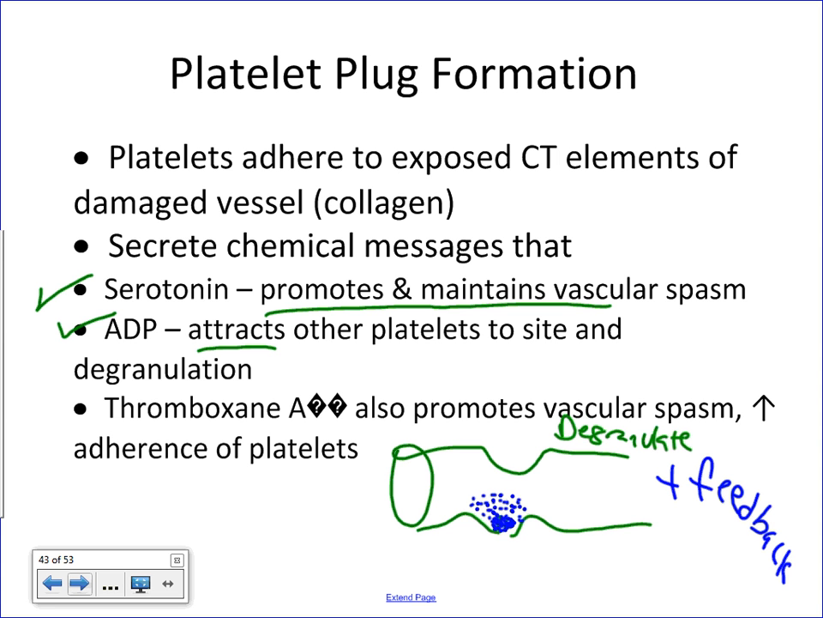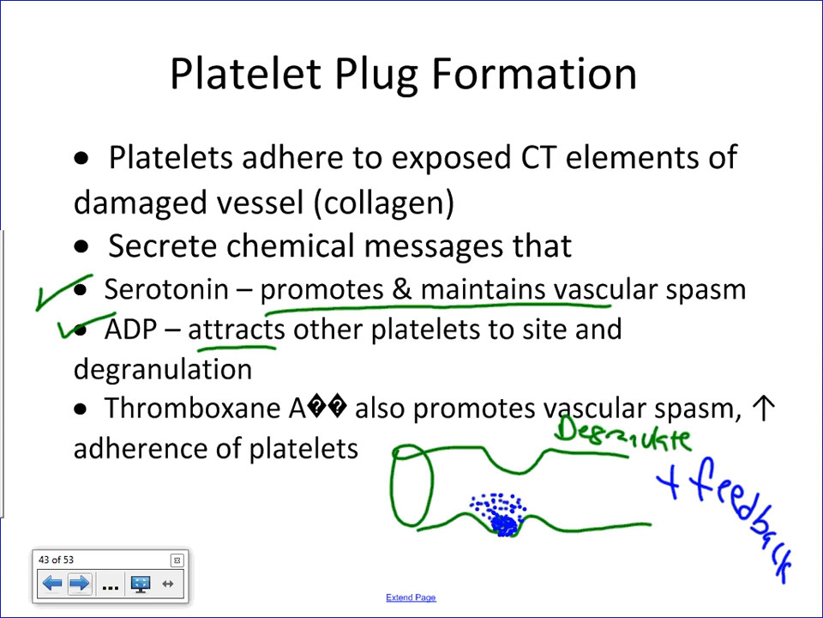Okay, so as long as there's blood leaking out of here and there are no endothelial cells present because that vessel wall is damaged, then they're just going to sit there and degranulate and attract more platelets to the area. And you can see why we call this the platelet plug, because that's what these platelets are doing. As they're sticking to those exposed collagen fibers, they're plugging the wall.